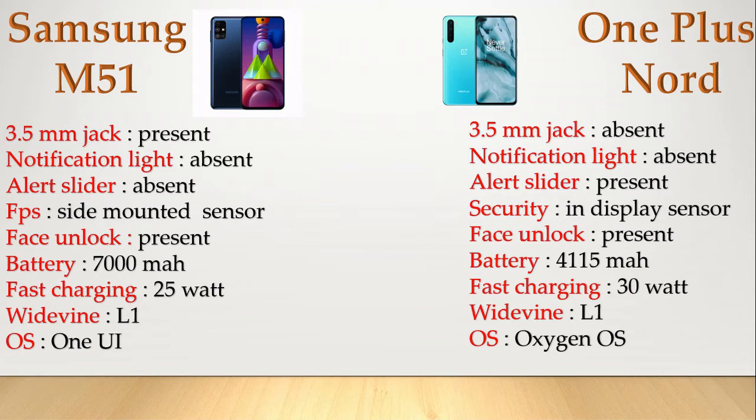Both support face unlock. Samsung M51 has a battery of 7000 mAh, whereas OnePlus Nord has battery of 4115 mAh. Fast charging on M51 is of 25 watt, whereas OnePlus Nord has a 30 watt fast charging. Both have Widevine L1, and the OS in Samsung M51 is One UI, whereas OnePlus Nord has Oxygen OS.